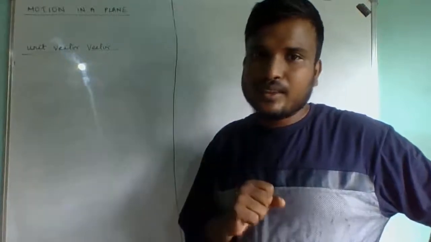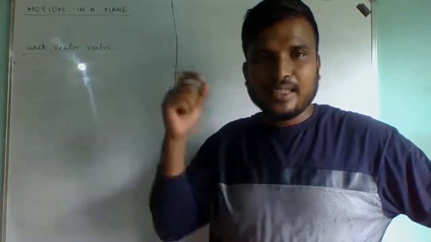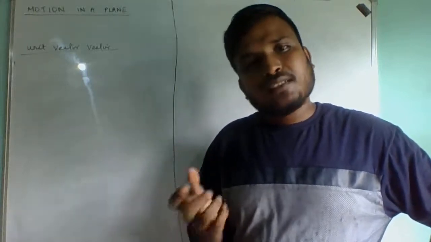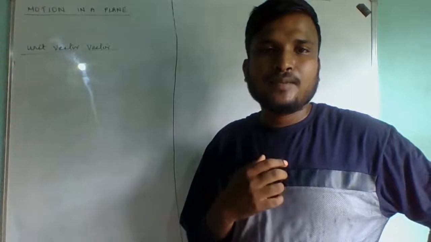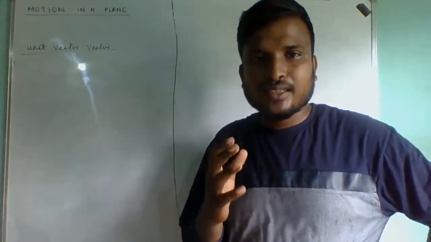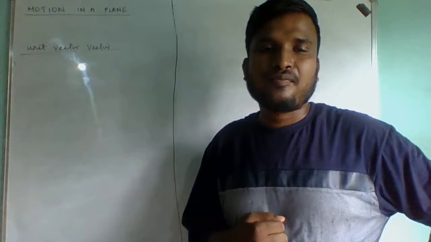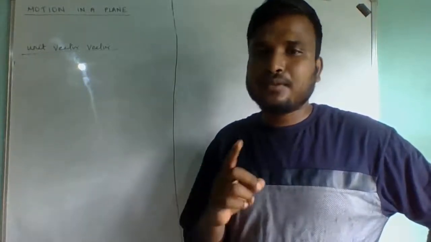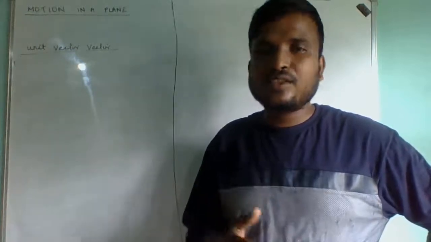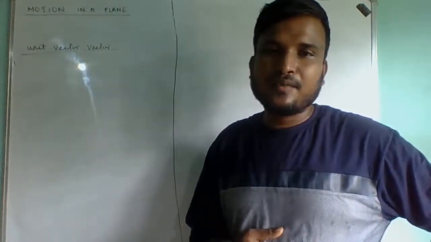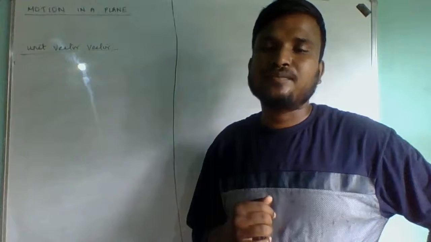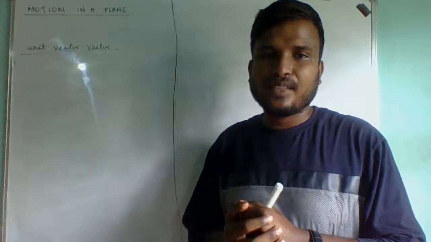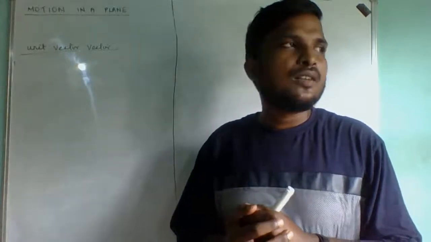Now, why do we need a unit vector? A question arises in your mind, right? What is the function of a unit vector? Why is it required? The function of a unit vector is to indicate direction. Any vector whose magnitude is 1 is called a unit vector, and its function is to indicate direction. Every physical quantity has its own unit vector.